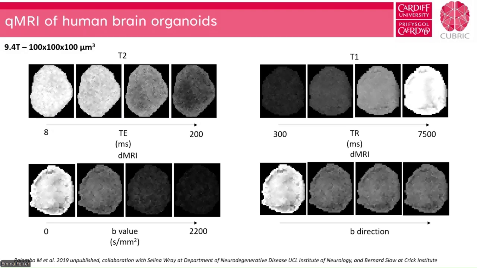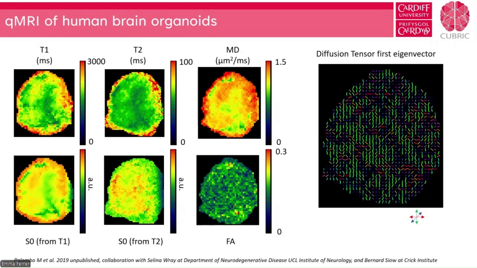Changing different echo time, repetition time, and B values and B directions. So what I want to point out is that this was a relatively big organoid. It was roughly 2 millimeter without necrosis at the center. And you can get very good, very decent images. You can do quantification on this.